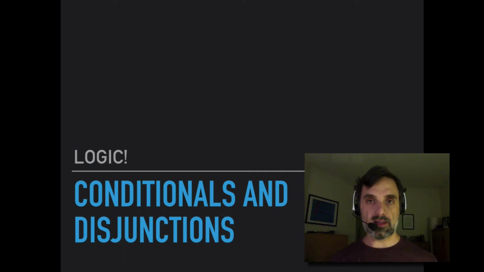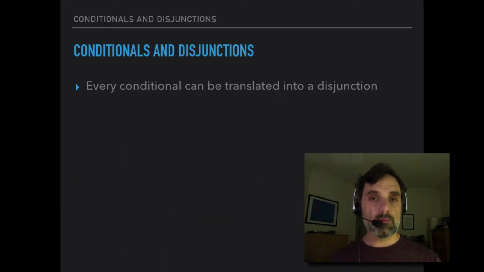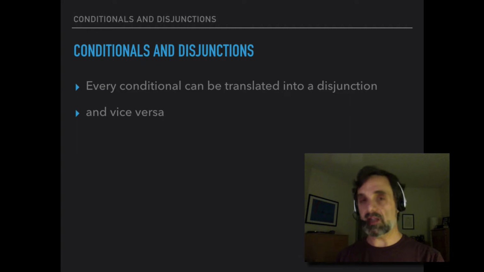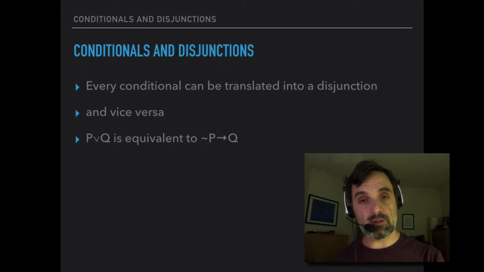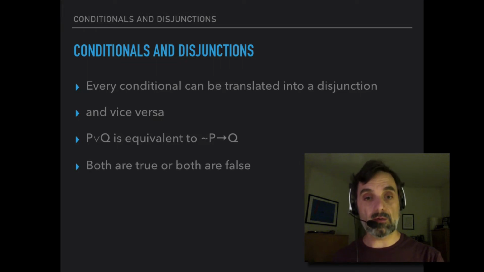Hello, in this last video in this unit, I'm going to talk about the relationship between conditionals and disjunctions. Every conditional can be translated into a disjunction and vice versa. What you can say with conditionals, you can say the same thing using disjunctions instead. And what you can say with disjunctions, you can say with conditionals instead. In particular, P or Q is equivalent to if not P, then Q.